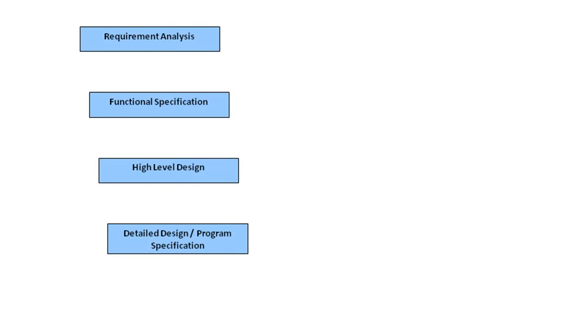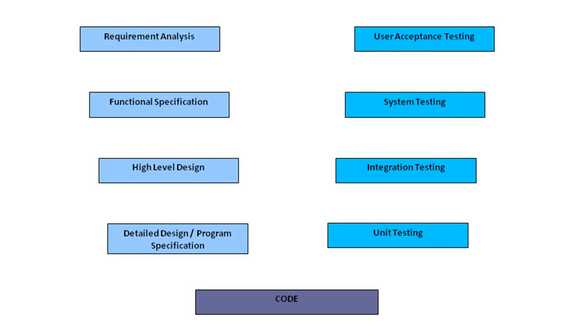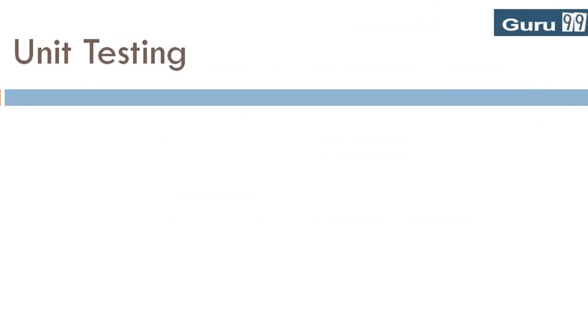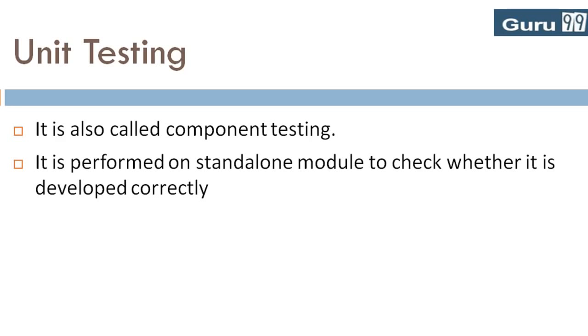During all these phases, the tester is not sitting idle waiting for the coding to complete, but is doing corresponding testing activities. Let's look at them one by one. Unit testing. It is also called component testing. It is performed on a standalone module, to check whether it is developed correctly.